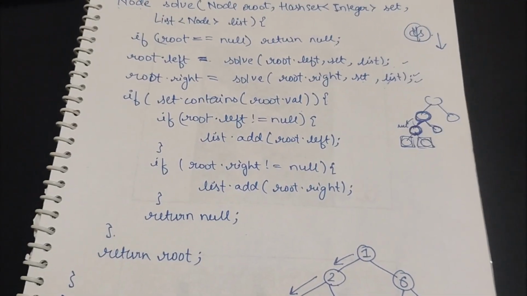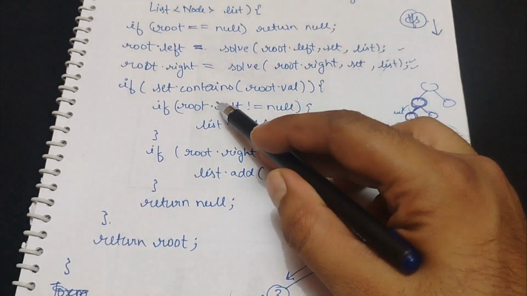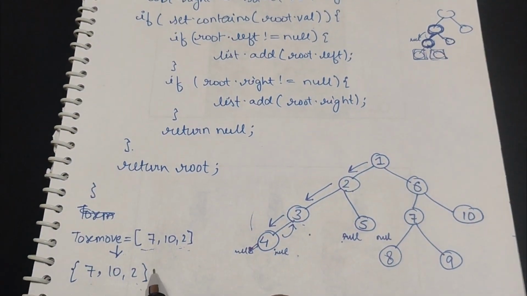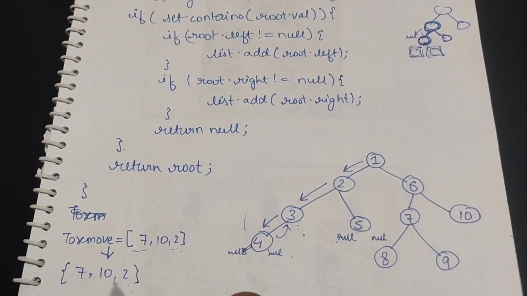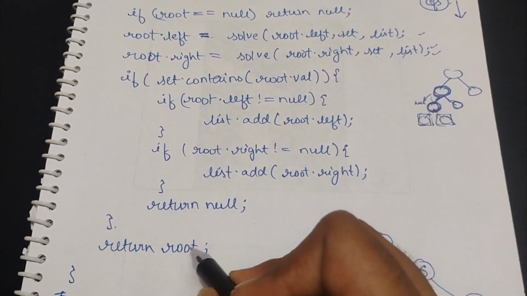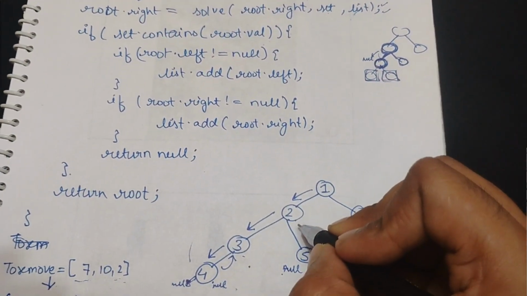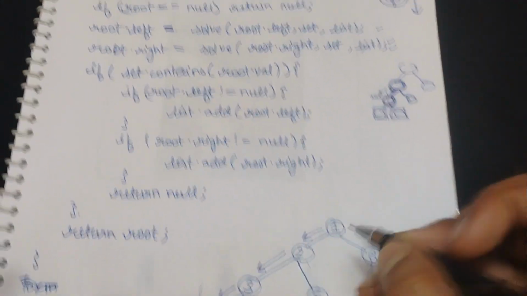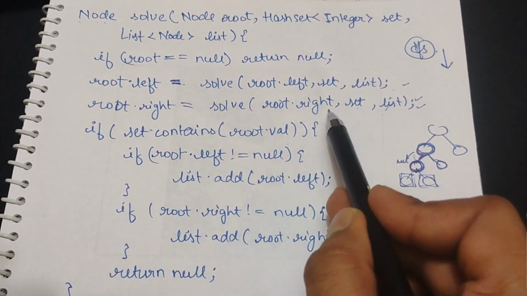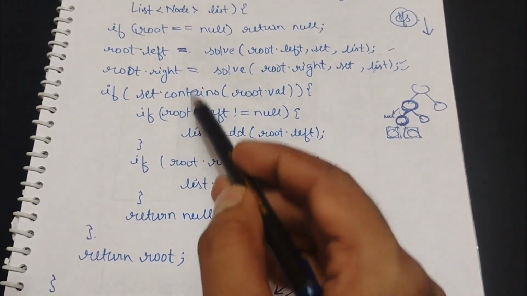Okay. Now 5 will check does the set have 5. No, there is no 5 in this set. No problem. Return root, that is return 5. So 2 dot right is 5. Okay. Now it is a call of 2.